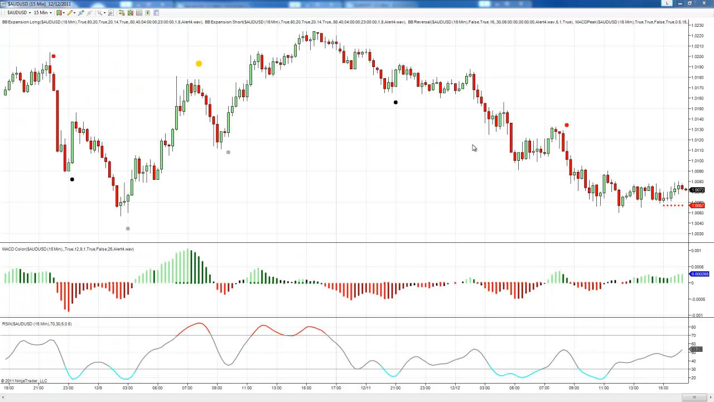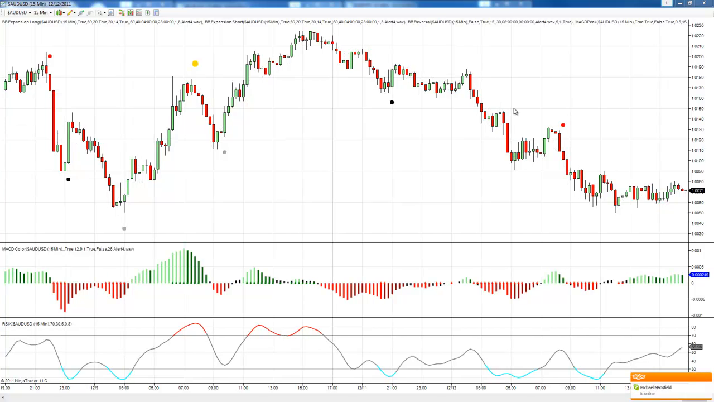Here's the Aussie dollar. Obviously we had a nice short this morning on the 15-minute chart. Good profit on this particular trade. Obviously we see it down. We had the 240 that validated, and also the daily that just validated this morning. We should have another short on the 15-minute here, probably sometime soon.